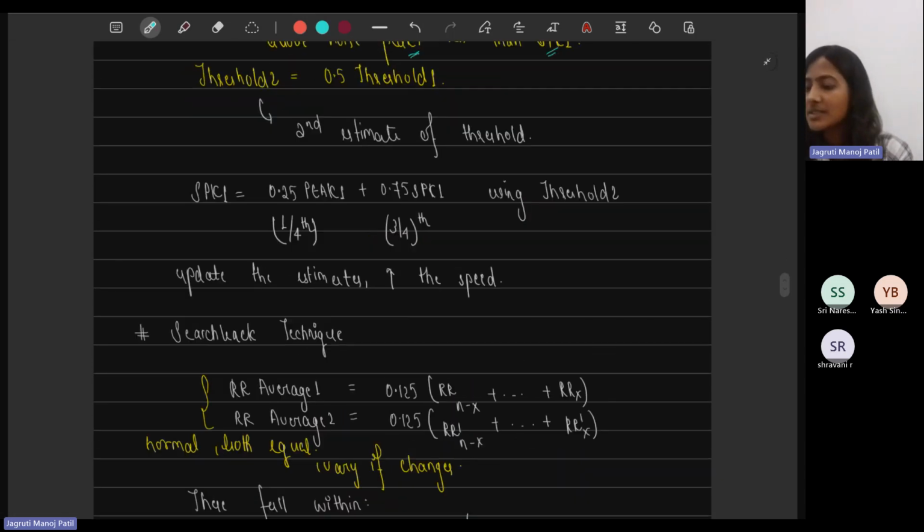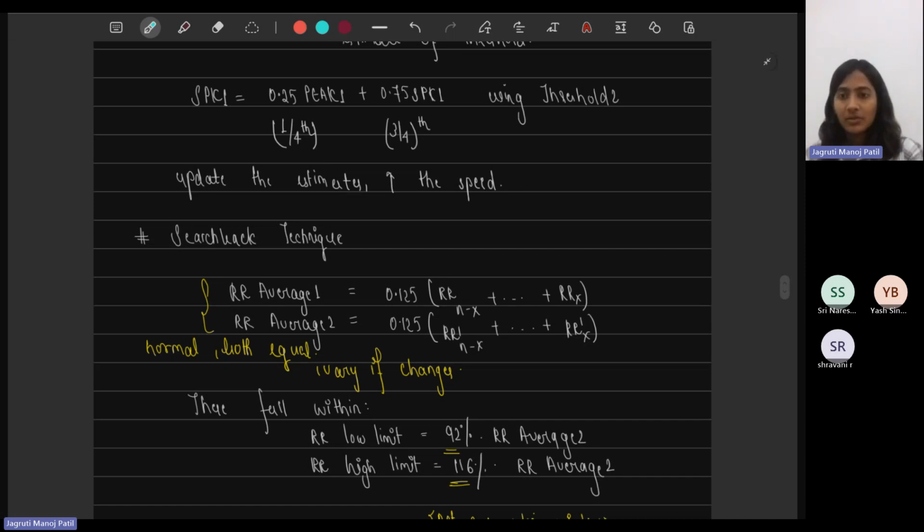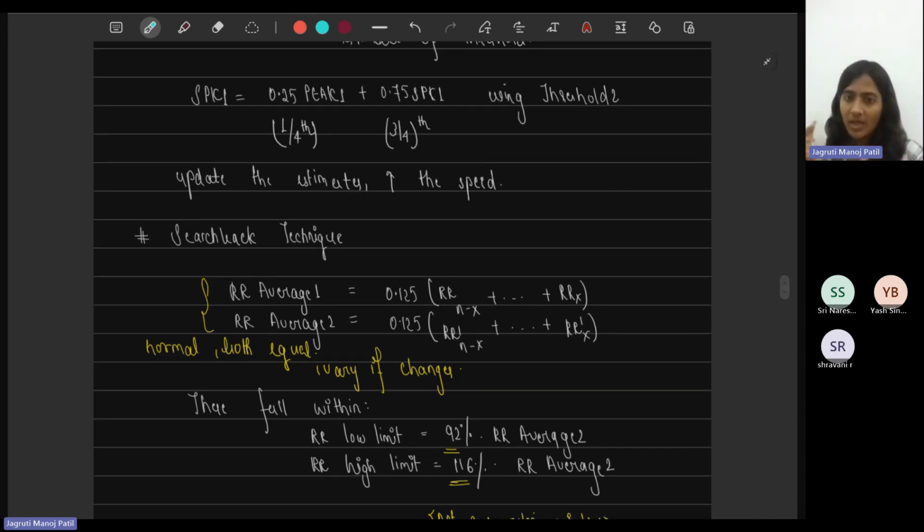The next one is the search back technique. Since we are looking into the RR waveforms and the average heart rates, you won't officially differentiate the P wave of the first waveform from the P wave of the second waveform. You can, but there are a lot of signal processing techniques involved. You need to know the shape, the frequency, the duration, and many other features, the attributes that it's holding.